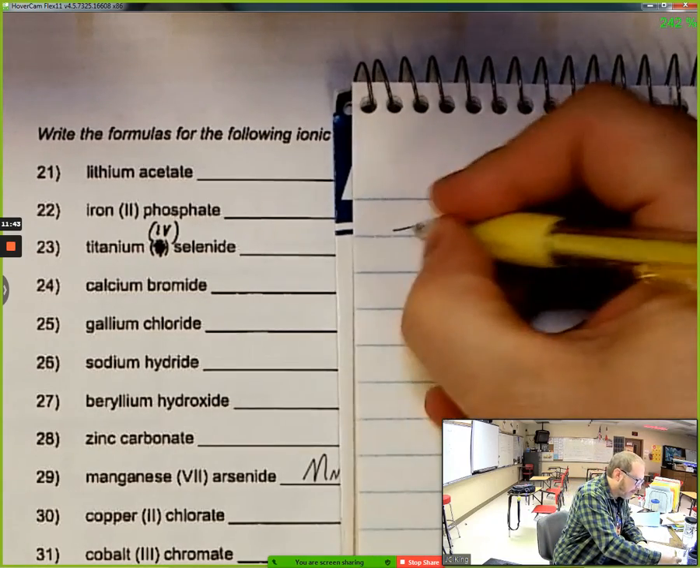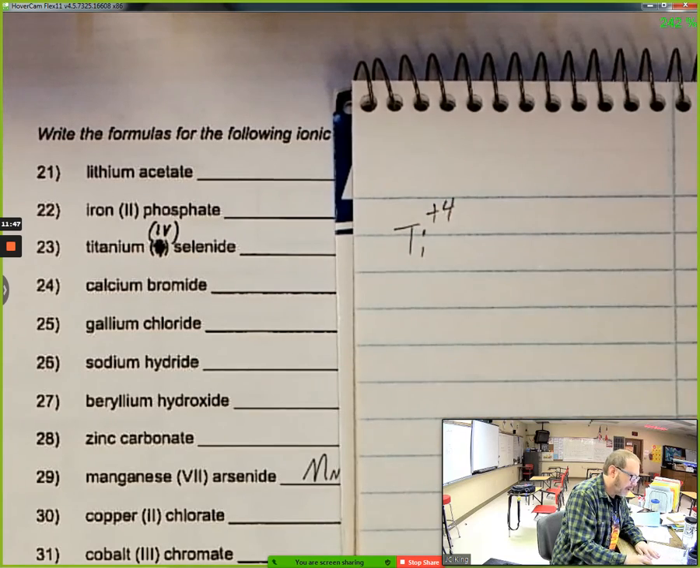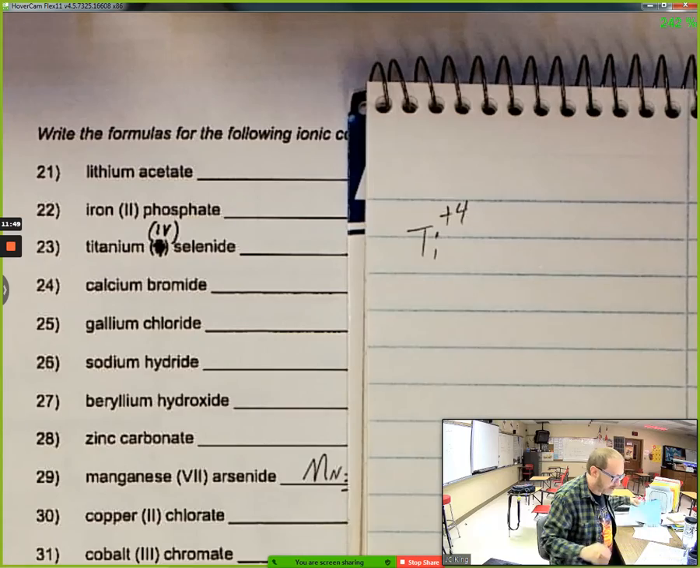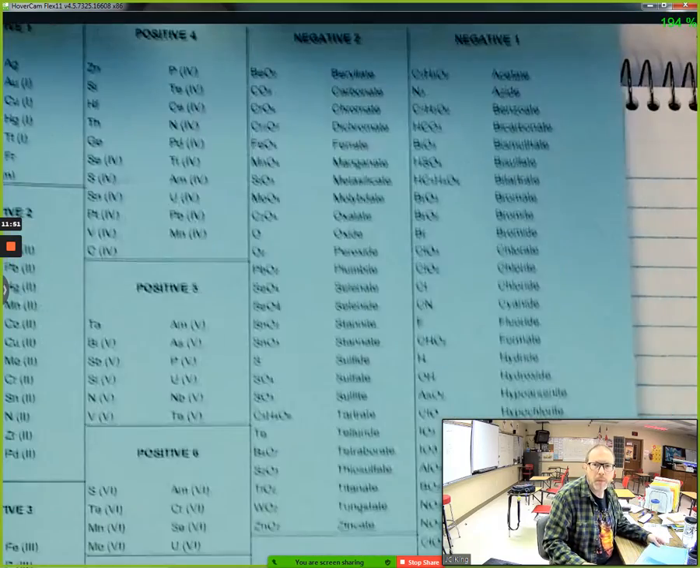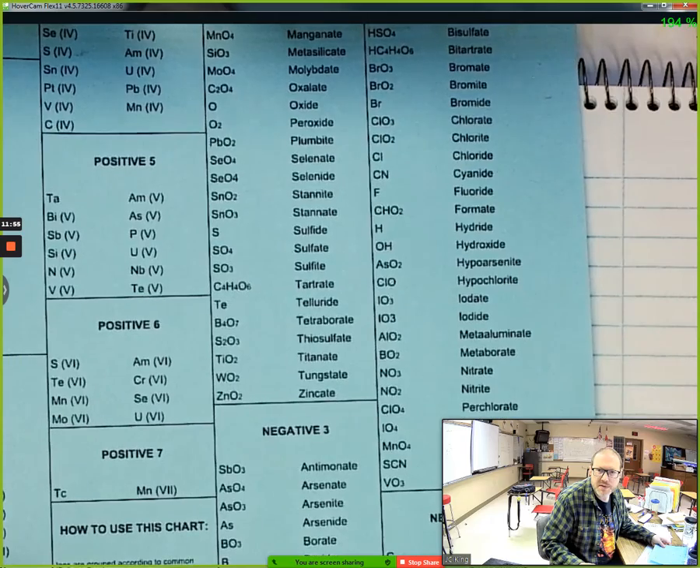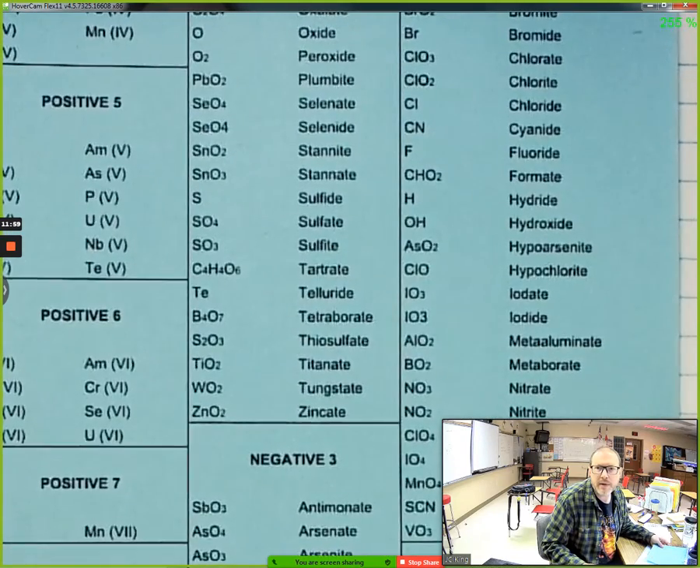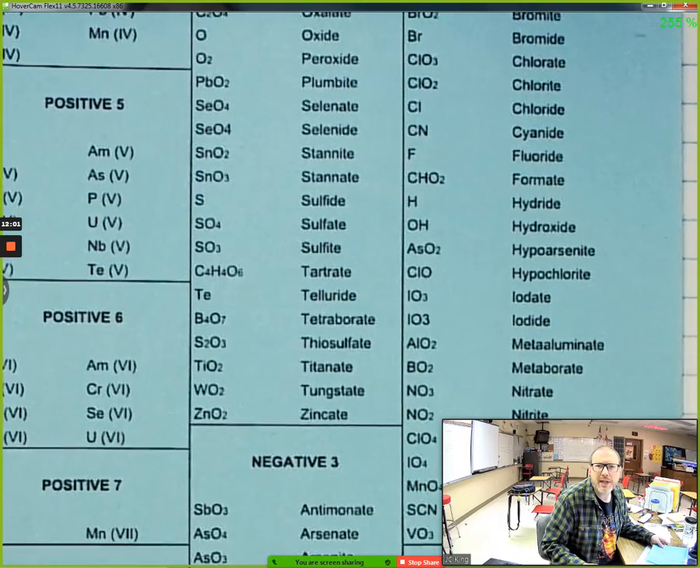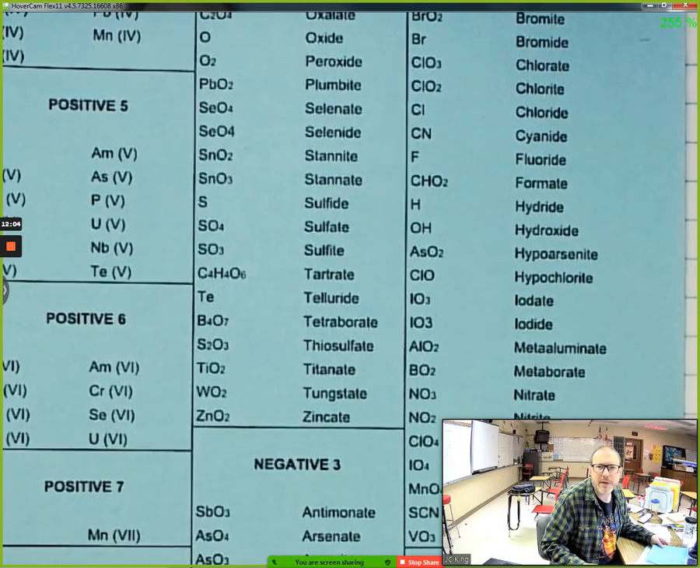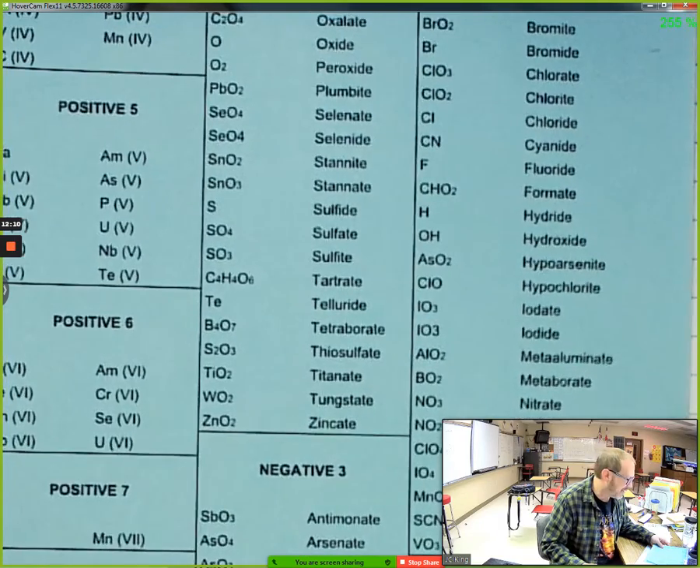So I know that titanium has a charge of +4. And I need to find selenide on my chart. Under the S's, there's selenide. Is that right? Oh, you know what? That definitely is a typo. So let's fix this real quick. Since I've got two SeO4s, selenide is just Se by itself.